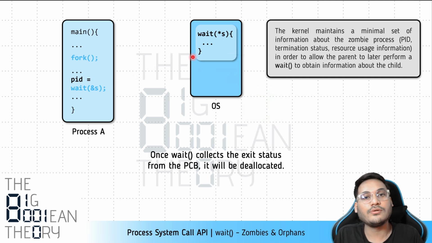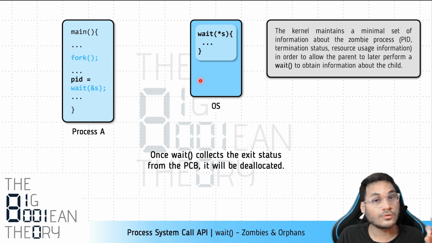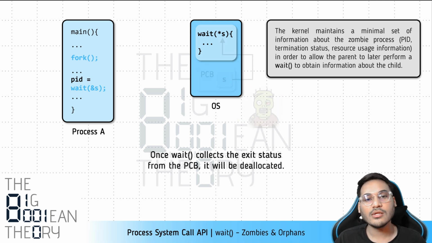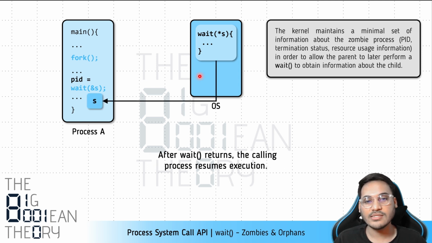And once the exit code has been collected, the PCB of the zombie process will be deallocated. Now we can say that the zombie process no longer exists and it is completely dead, right? Just before deallocating the PCB, we have a zombie process. After the PCB is also cleared, the zombie process is gone. And what happens next, the exit status is returned to the parent, and after wait returns, the calling process resumes execution. The PID is also returned, the exit code has also been returned, and the PCB of the zombie process has been cleared. So this is how this concept of zombie process works.